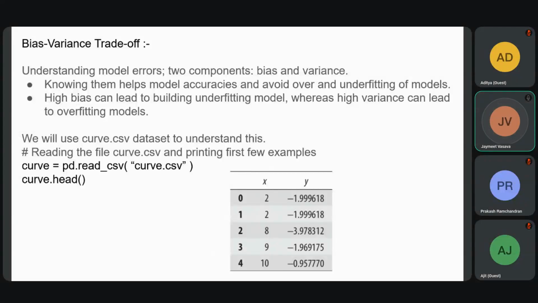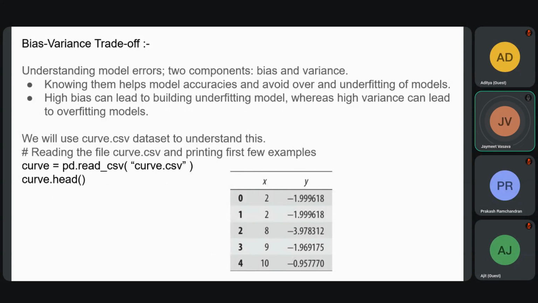So, bias and variance trade-off. What we'll be discussing in this topic is trying to understand the error of the models and what it means. Two of the important components for it are bias and variance. Knowing them helps model accuracy and helps avoid overfitting and underfitting of the models.